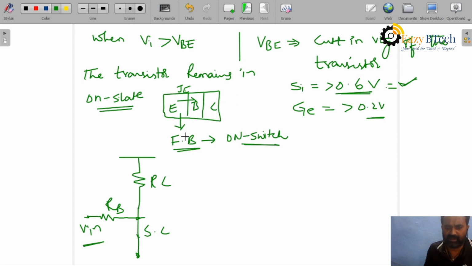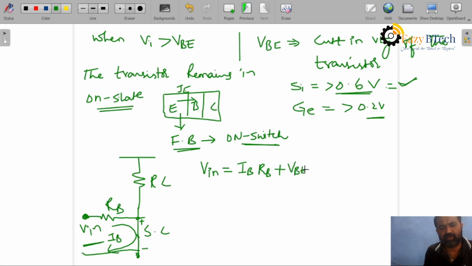Is it clear? Now from here you can see the loop equation. If you write this loop equation, where the current in this is IB, then Vin is equal to the current through the base terminal, IB, into RB, plus the base-to-emitter voltage, which we write as VBE. So IB RB is equal to Vin minus VBE.